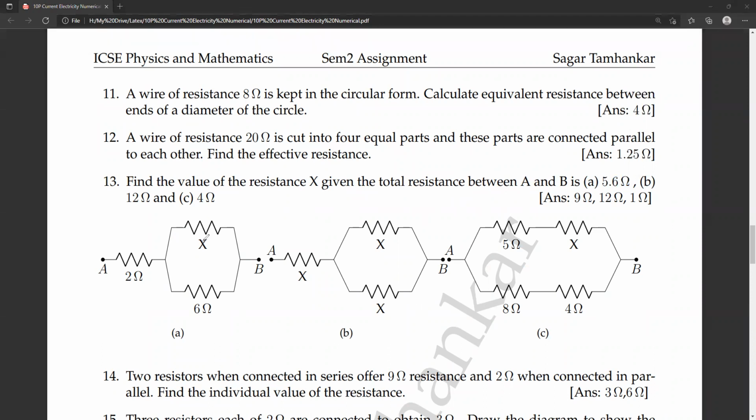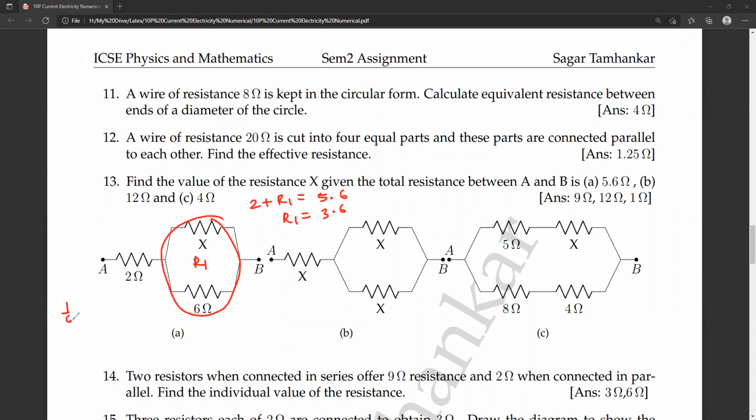So this we have to find, and this whole thing is 5.6 ohms. Now what you have to understand in this is what is the circuit telling you? You have a 2 ohm and you have whatever this will offer to you. Let's call that R1. So they are in series. So 2 plus R1 is offering 5.6 ohm resistance. So that means what is R1? R1 will be 3.6.